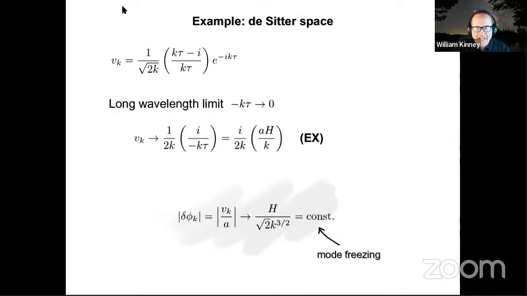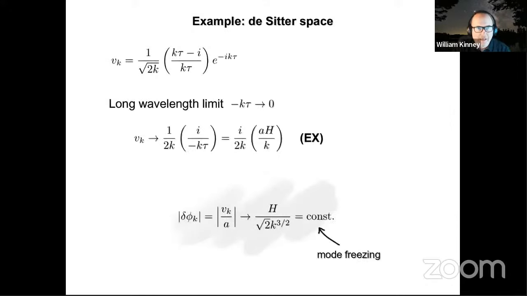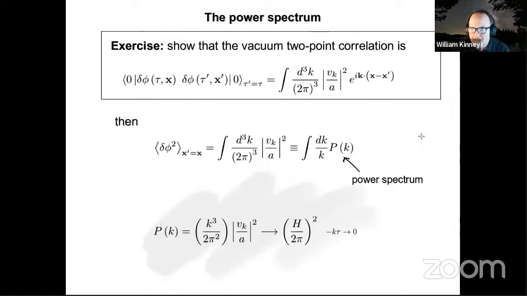And I can write this now in more conventional form by the power spectrum. So another exercise left for the student is to show that if I take my spatial field fluctuations that I expand out as Fourier integrals, if I do those Fourier integrals and take the vacuum expectation, the 2-point autocorrelation function of this thing, I can show that that ends up being a Fourier integral over the v_k over a squared. So I end up with the following Fourier integral for the 2-point correlation function of the field.